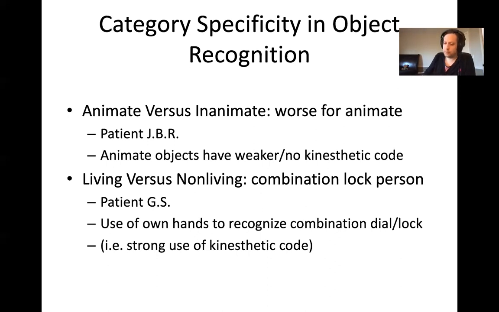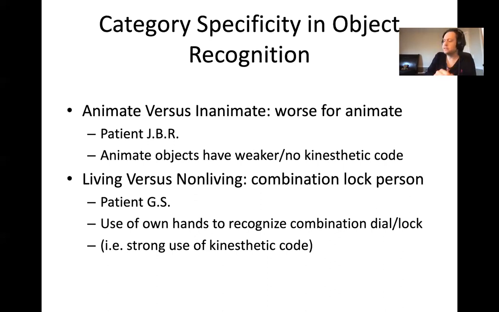What this results in is that when people have agnosia, usually their impairments are more severe for animate or living things because they can't use kinesthetic codes to help recognize those things. So I'll say it again: with agnosia, oftentimes the impairments will be worse for animate or living objects because there is no kinesthetic code for most living animate objects.